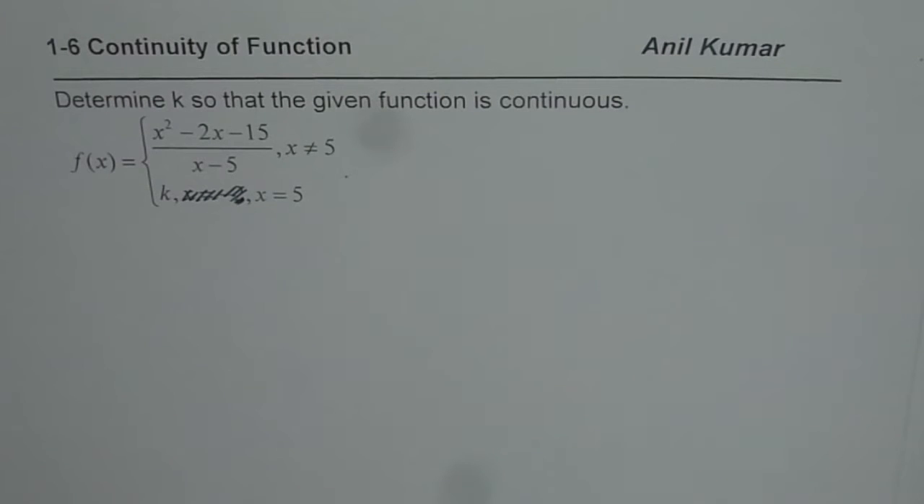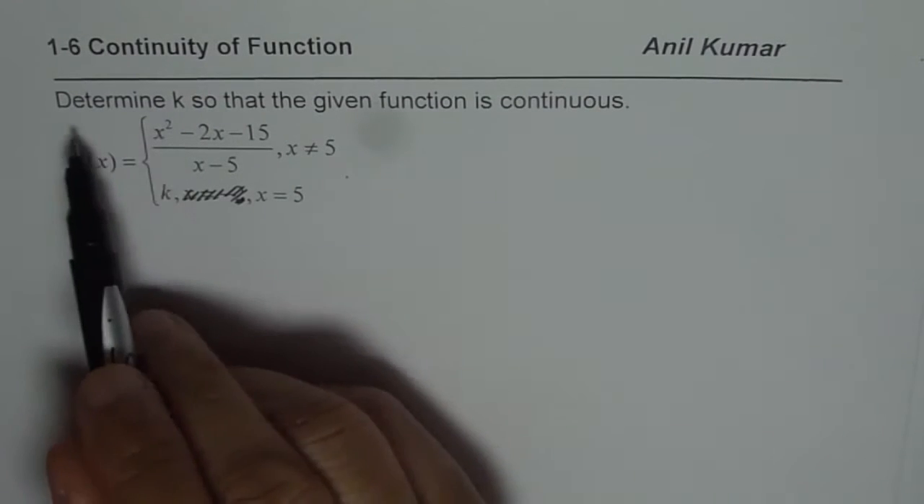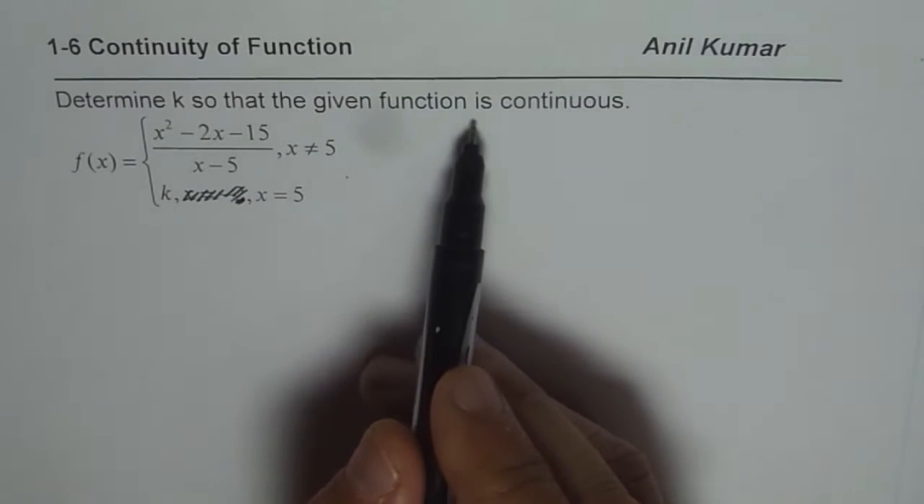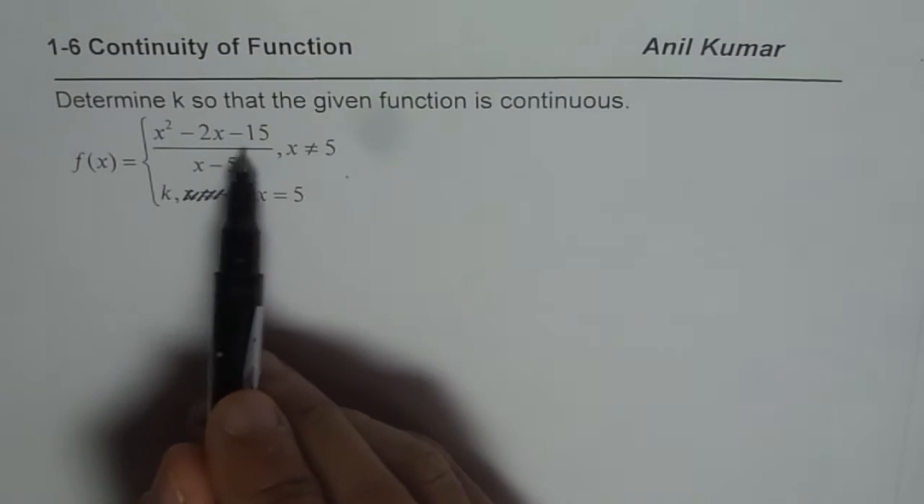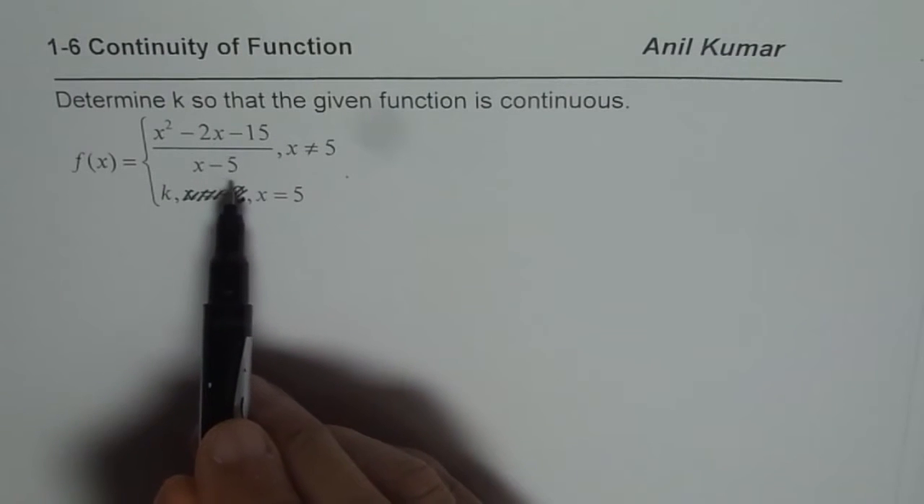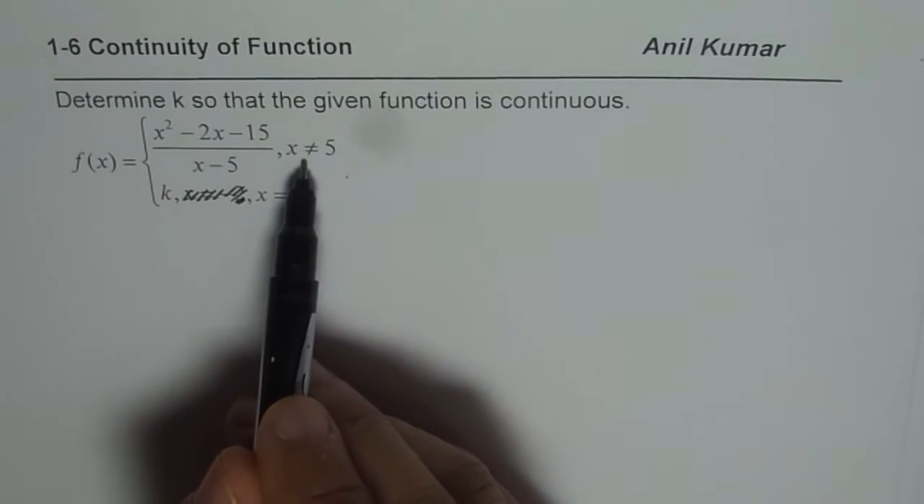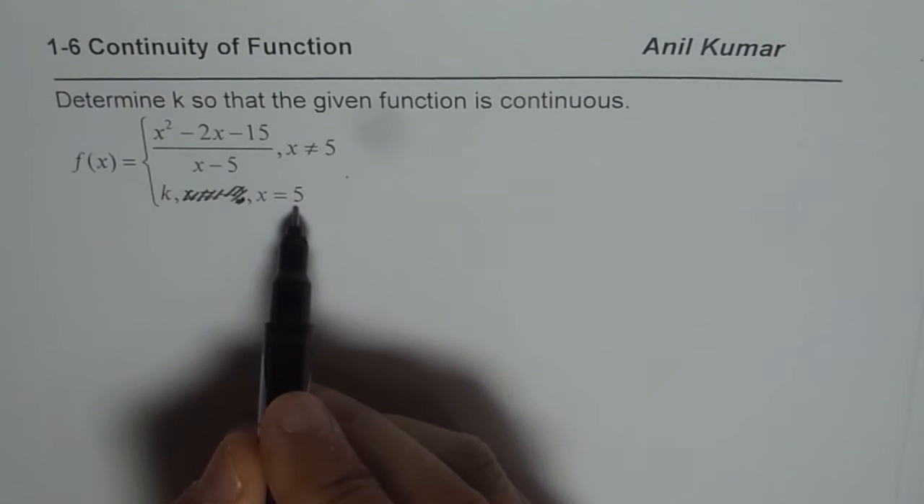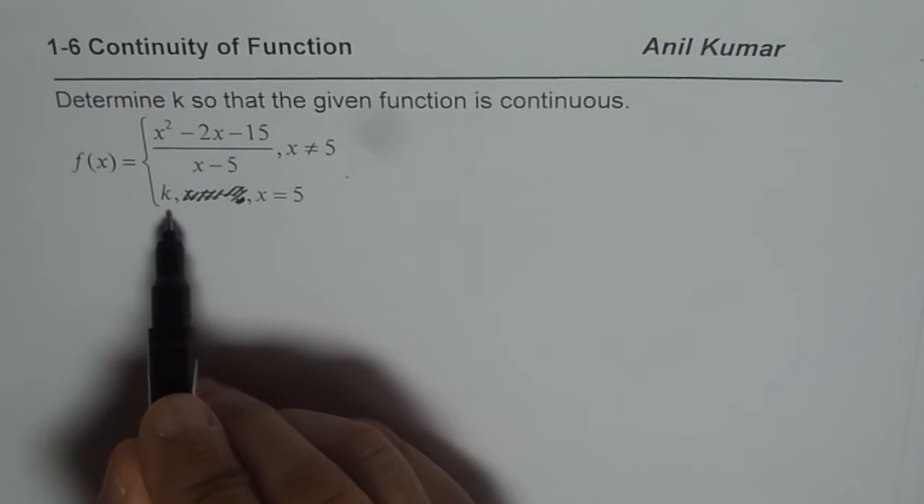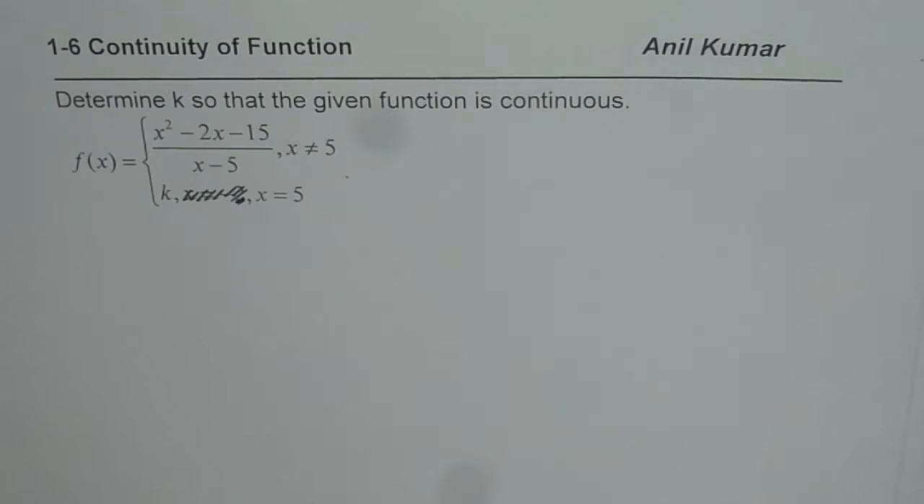I'm Anil Kumar, and in this video we'll discuss how we can modify a function to make it continuous in its domain. Now the question here is: determine k so that the given function is continuous. The function is defined as x squared minus 2x minus 15 divided by x minus 5 when x is not equal to 5, and is equal to some constant k when x is equal to 5.